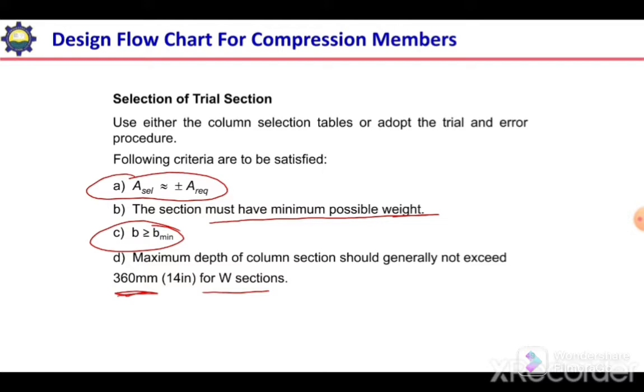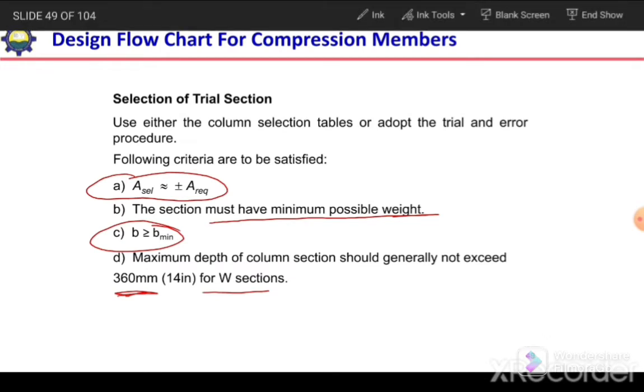So we need to satisfy these three criteria. The area selected should be nearly equal to area required. We should go for the section with the minimum weight, and the width of the section or the width of flange should be more than the b minimum value.